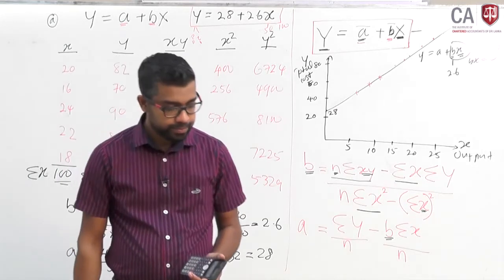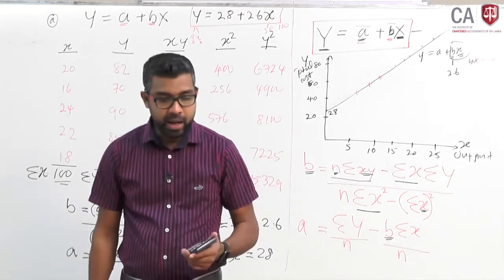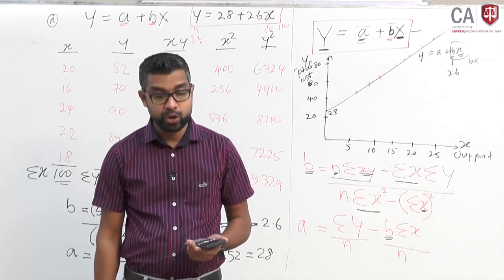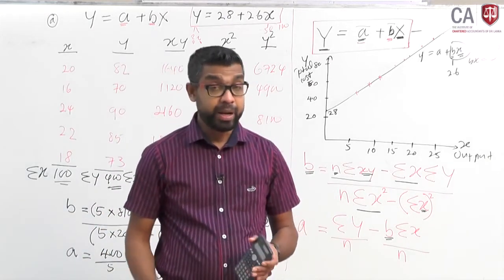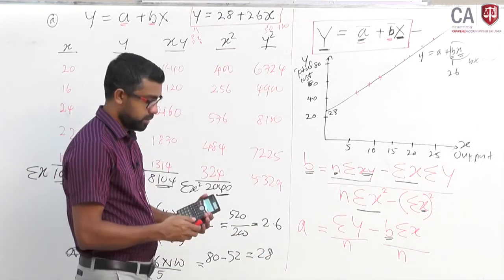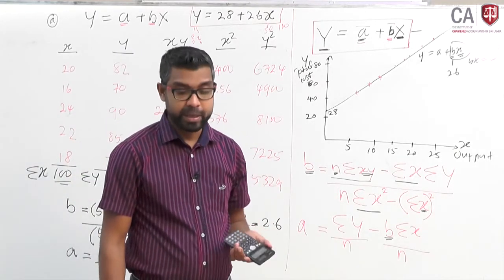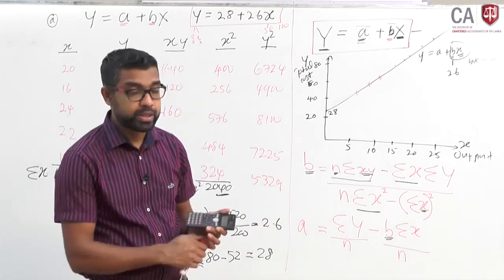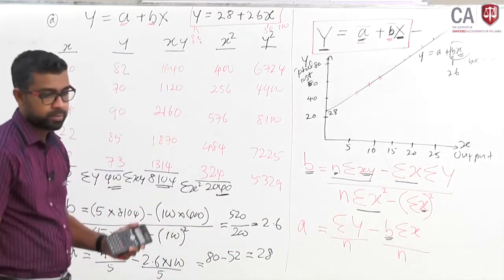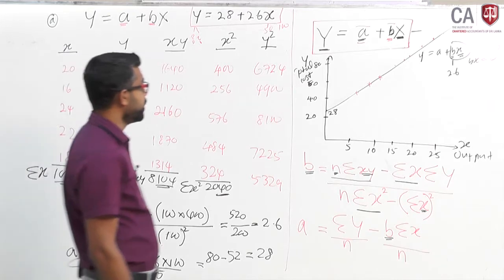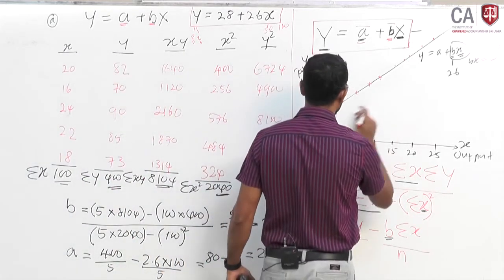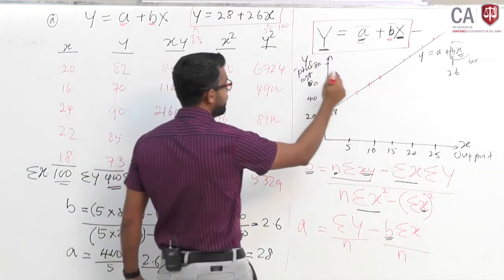Now they are asking, prepare a budget for total cost. We need to prepare a budget for what? The total cost budget, if output is 22,000 units. If output is 22,000 units, what is the budgeted cost? Where the total cost is y, no? Y.